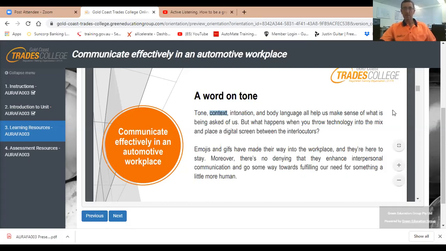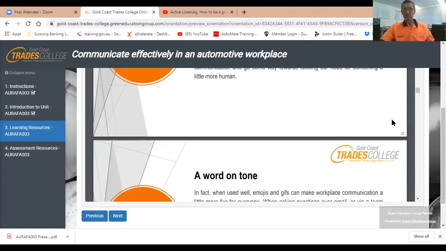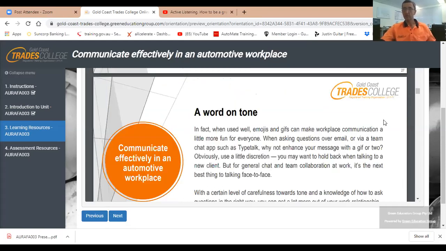There's a suggestion out there that non-verbal communication is much more frequent and common than we realise, and it ends up being about 60 to 70% of our communication is non-verbal.